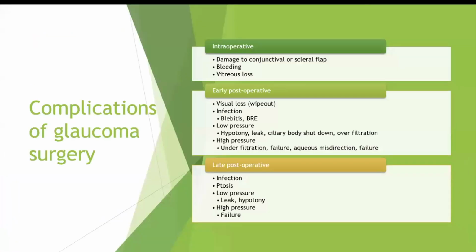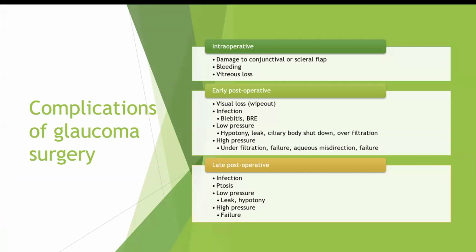The complications of glaucoma surgery. The best way to think about this are the complications that can happen intraoperatively, then your early post-op complications and your late post-op complications. So intraoperatively, you're creating a conjunctival or a scleral flap or both. So you can have damage to that. You can then buttonhole, which then means it's going to overleak, which is problematic.